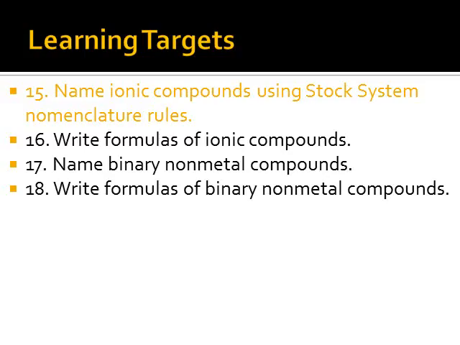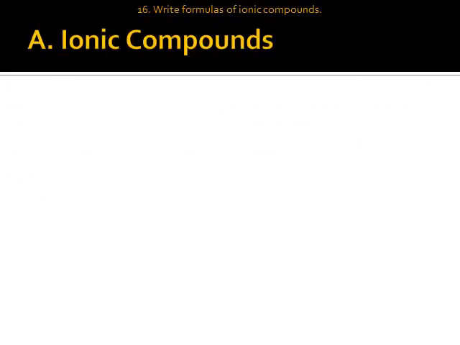Alright, we've completed our first learning target here for this video. We have named ionic compounds using the Stock system nomenclature rules. The next thing we want to do is just go the other way. We want to write the formulas of these ionic compounds. So let's look at some examples of that.